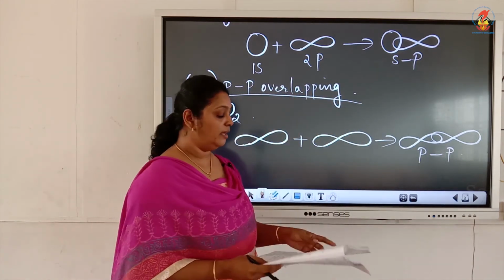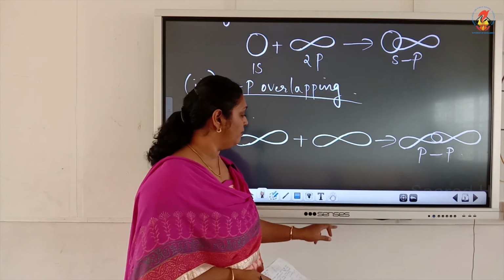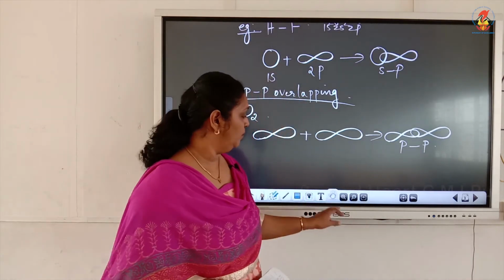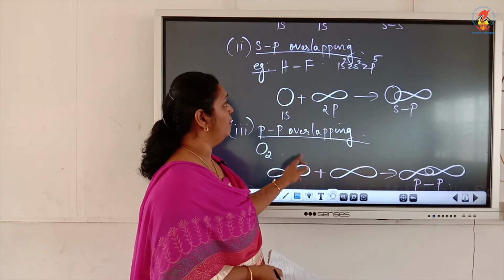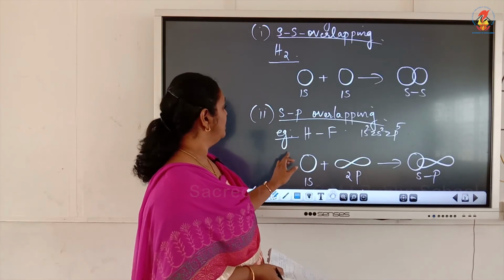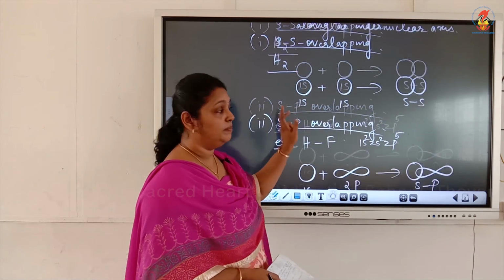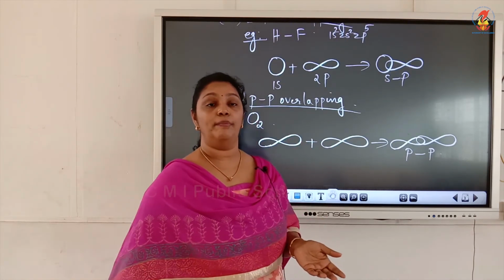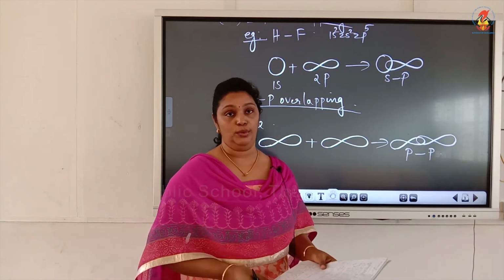So, these are the three possible combinations of overlapping where a sigma covalent bond is formed. Which are the three combinations of overlapping? First is SS overlapping, then SP overlapping, and PP overlapping. As a result of these overlappings, we get a sigma covalent bond.